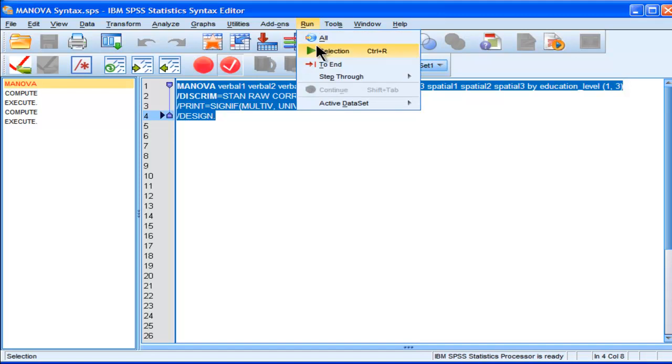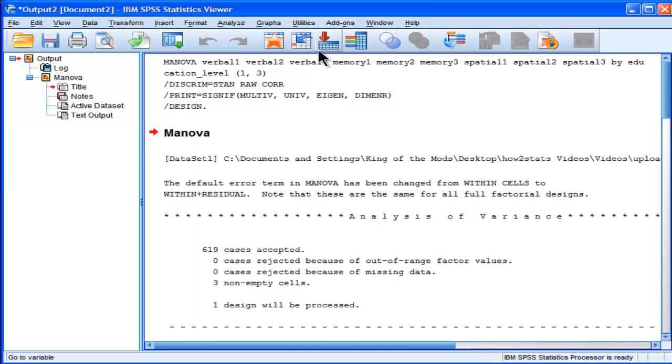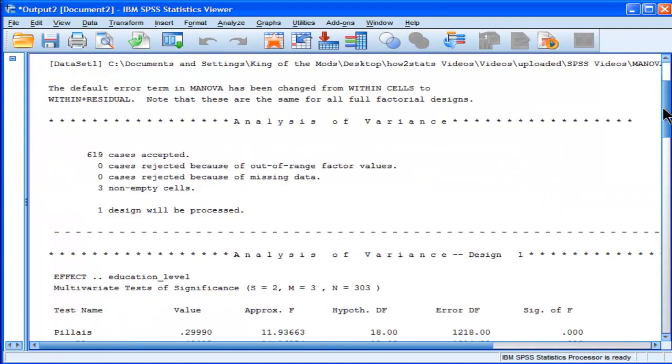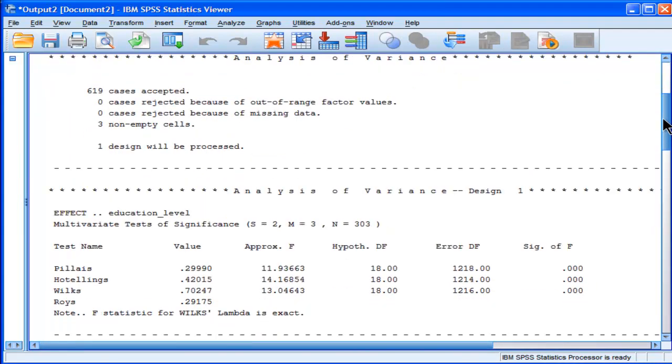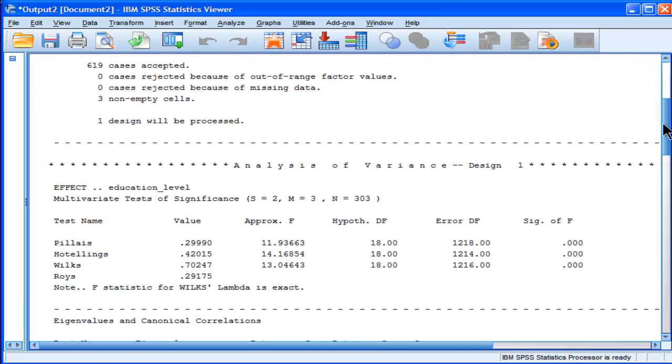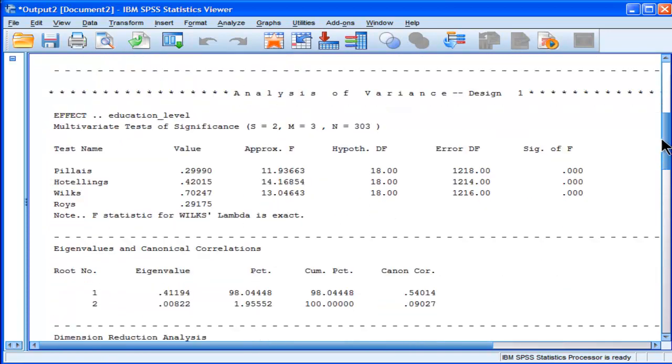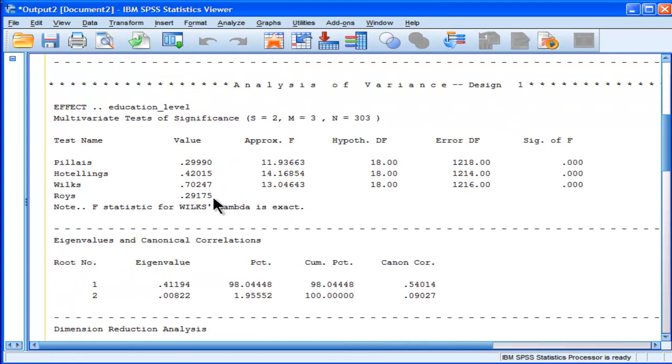So I'm going to select that portion of the syntax, and a MANOVA output comes out, and it's the old school format of the MANOVA. But it's also the most interesting. So the first section of the output is actually the Pillai's trace and Hotelling's and Roy's values. They're actually a little bit different. I think Roy's is the most different. In fact, Roy might be the only one that's different.